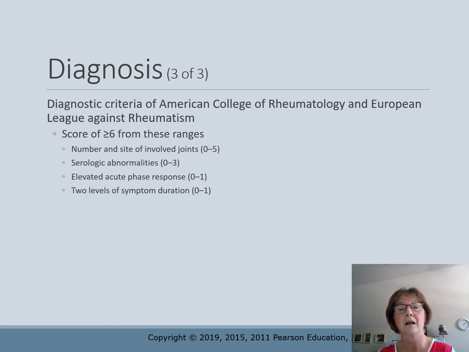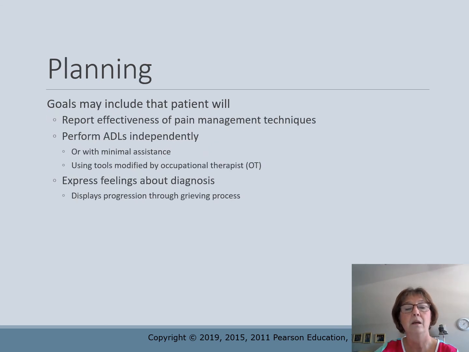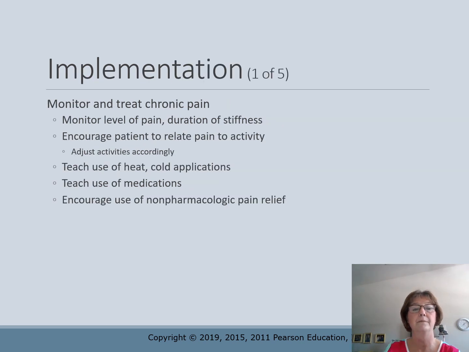these are some of the things on the top of page 537, where they do the patient's history, diagnostic test, and the diagnostic criteria, and they base it on this European model that they use. Number and site of involved joints 0 to 5, and then serologic abnormalities and elevated acute phase response. Anyway, it's a scoring system that they do when they're evaluating you. Goals: pain management, performing your ADLs, and expressing your feelings.